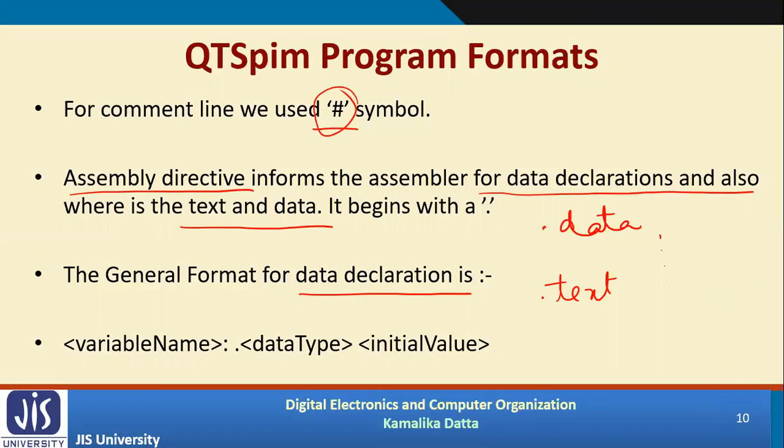Like a variable name, if it is sum, you have to write sum, then colon, okay, then the directive, what kind of data type it is. So this is .word, which is 32-bit. And what is the initial value? Let's say I'm initializing 0, like this. So this is how you represent it. Let's move on.